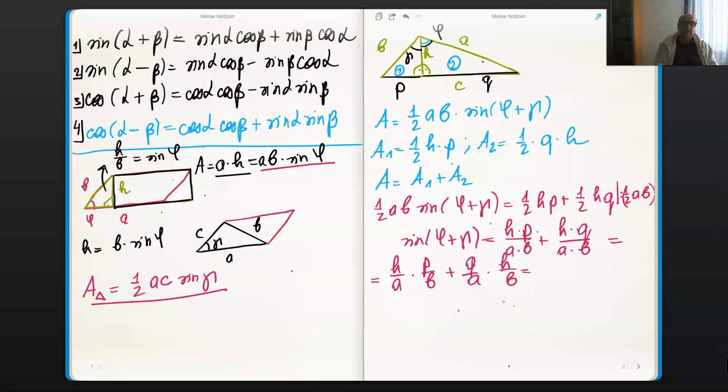What is h divided by a? Look at this triangle. Considering the angle phi, its cosine is adjacent over the longest side, and p divided by b is the sine of gamma. And what about q divided by a? It's opposite divided by the longest, so it's the sine of phi. And what is h divided by b? Well, it's the cosine of gamma. And isn't that the formula we wanted to prove? Well, there you go. The first formula is done.